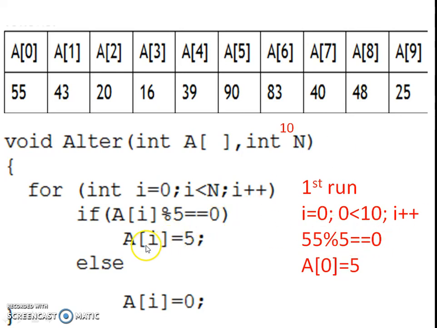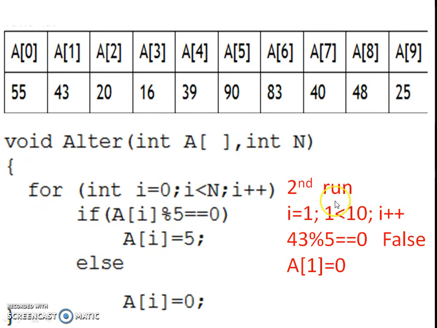So what should happen? 5 should be assigned to a of i, that means a of 0th index, 5 should be stored in our case. So instead of this 55, 5 will be stored here, or 5 will replace this 55. As it is a variable, the values are replaced. Now our loop variable will be incremented by 1 because of this i++.